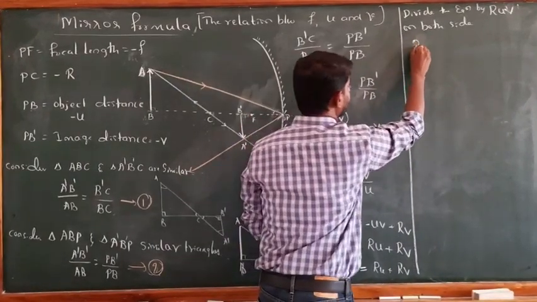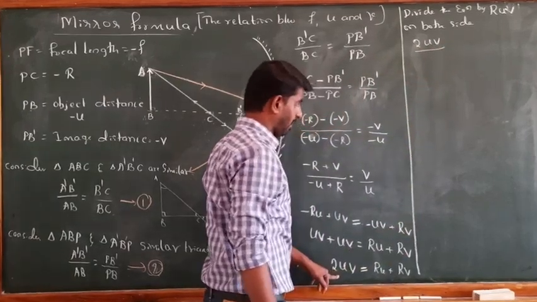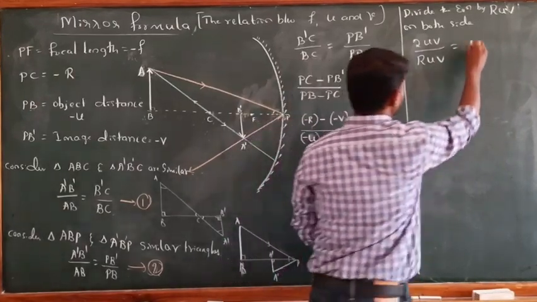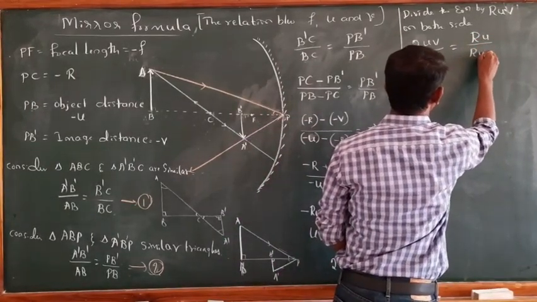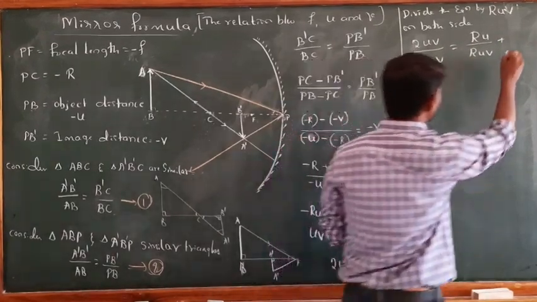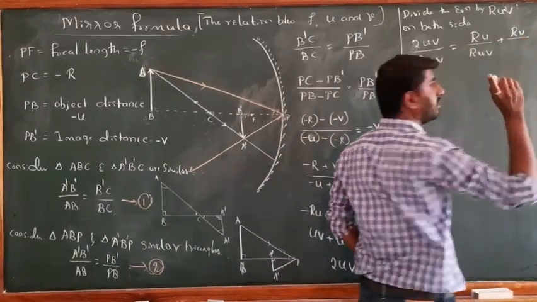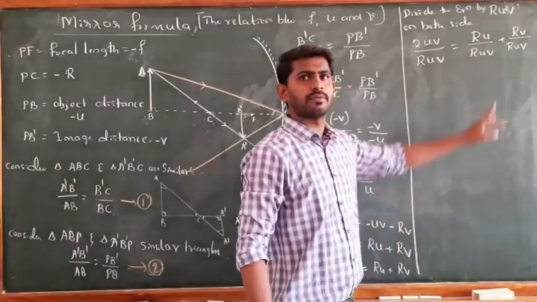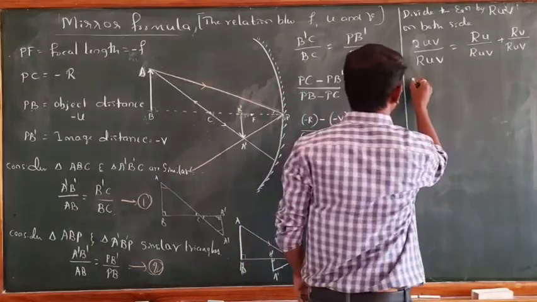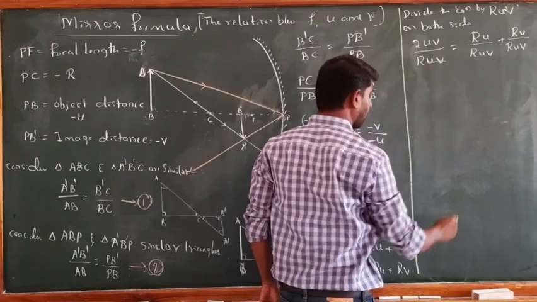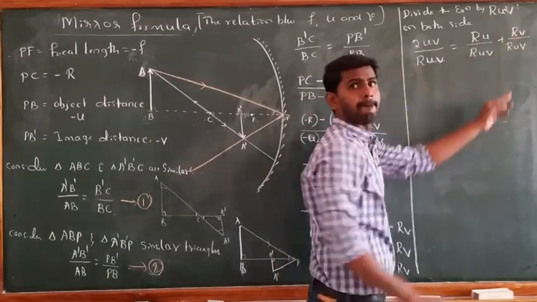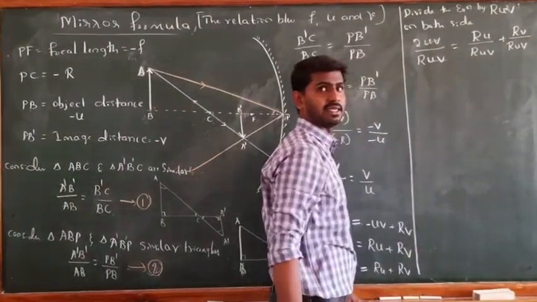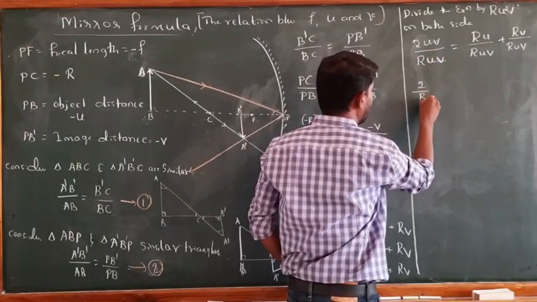This equation, 2UV divided by, as per this one, RUV, equal to, this is RU divided by RUV plus, here it is RV divided by RUV. Okay, and then now this UV and this UV cancel, and here it is only 2 by R.